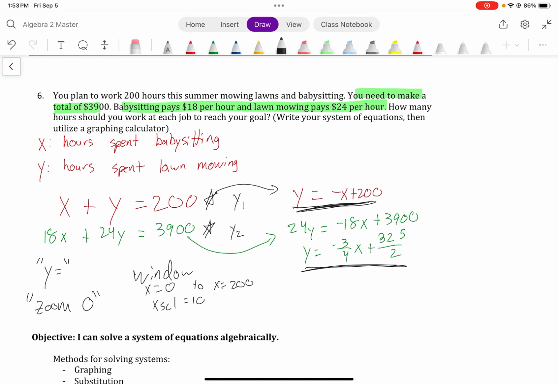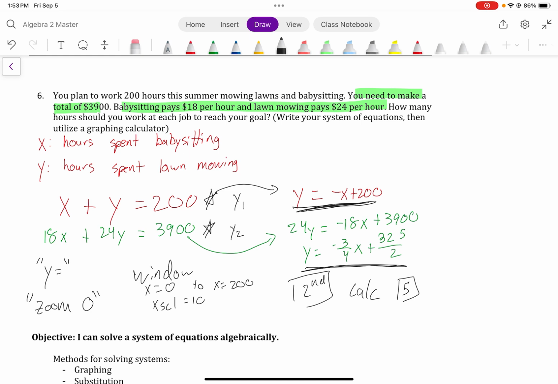So what I'm going to do is I'm going to hit the second button, and then I'm going to hit calc, which is the button itself actually says trace, but calc is the blue lettering above it. Then I'm going to scroll down to option 5, which is intersect, and hit enter. That's going to bring a cursor up on my screen. So I'm on Y1 right now.